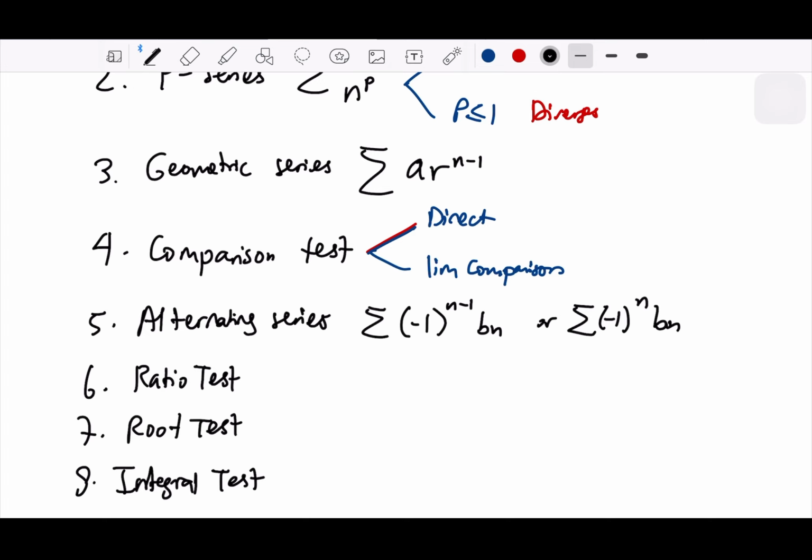And you have the ratio test, root test, and integral test. But for most of the series, I think you can go check the ratio test because it's practical, and you can see the result. But when the limit is just equal to 1, then you need to check with another test.